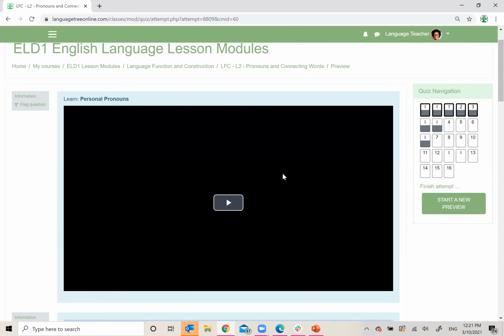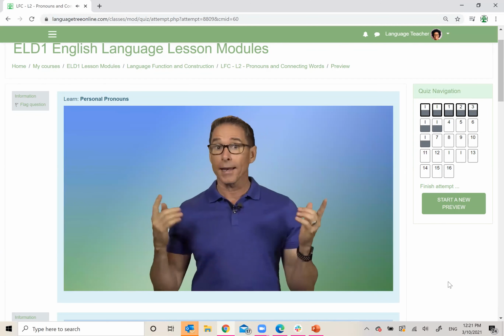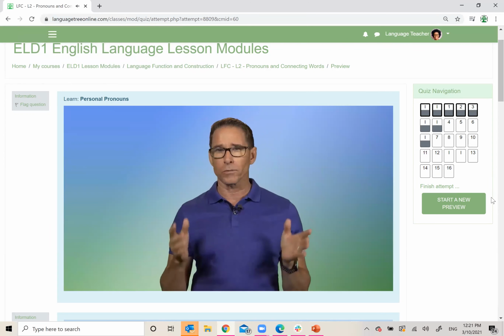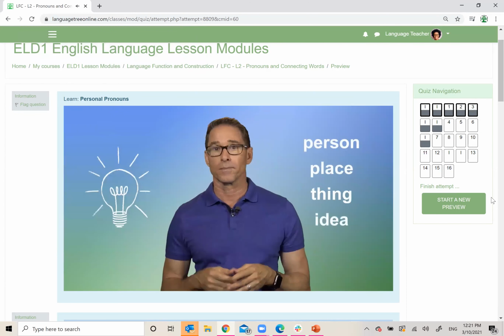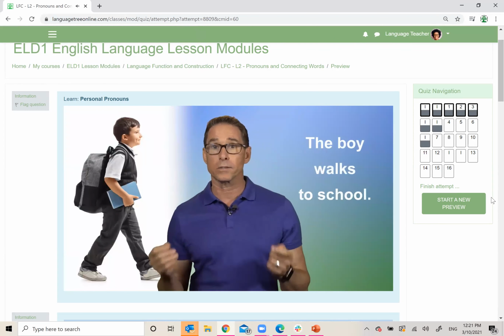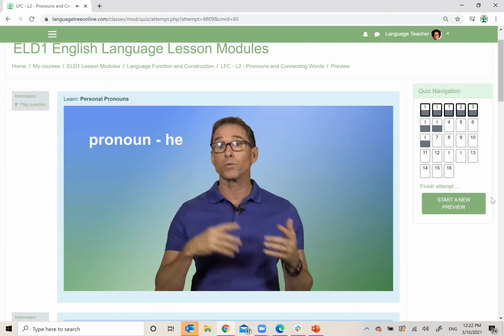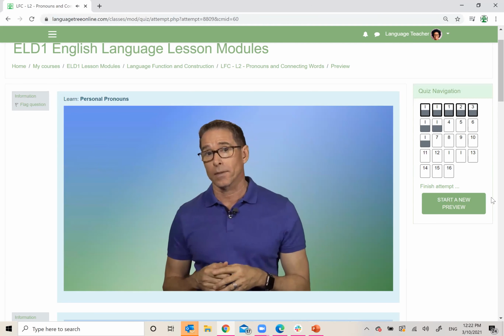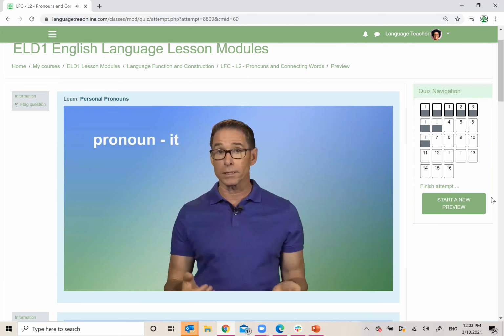In this lesson, we will learn about personal pronouns and how they are used in reading and writing. Let's review. A personal pronoun can refer to a person, place, thing, or idea. Here's an example. The boy walks to school. He walks to school. The pronoun he is used to rename the noun boy. Here's another example. The dish is in the sink. It is in the sink. The pronoun it refers to the dish in the sink.